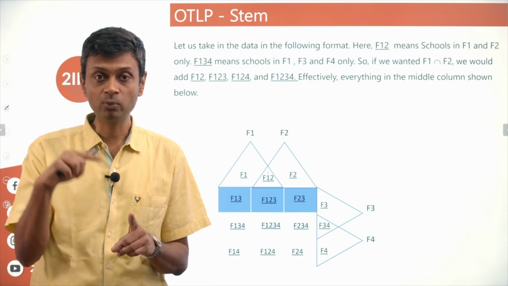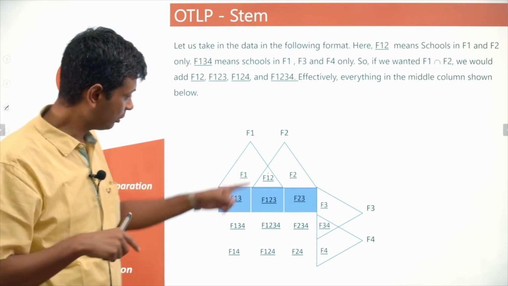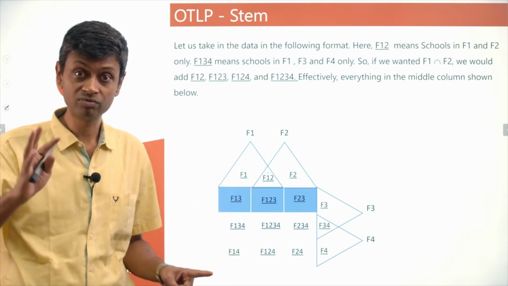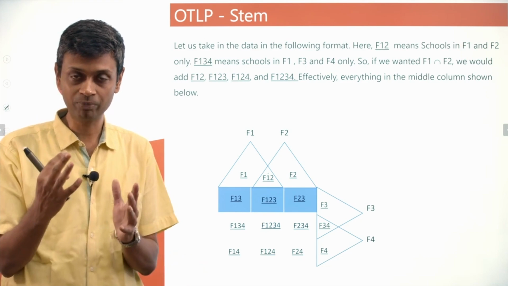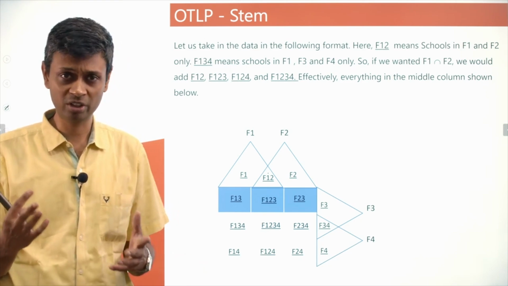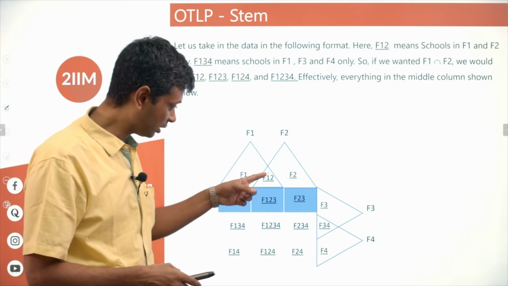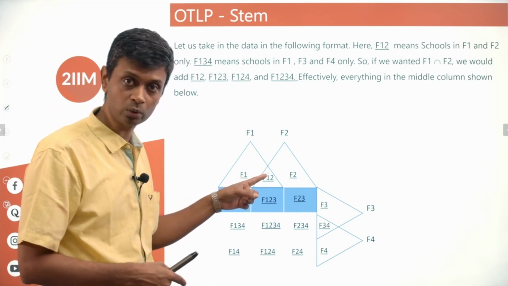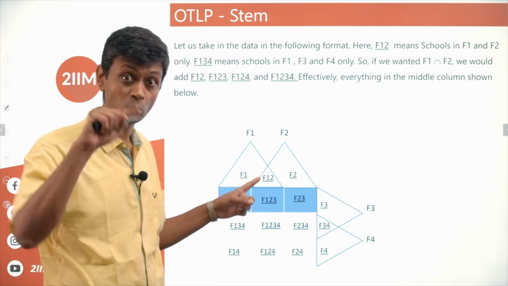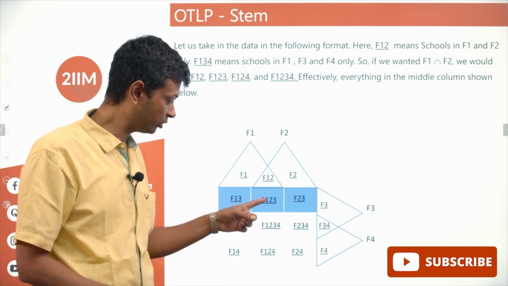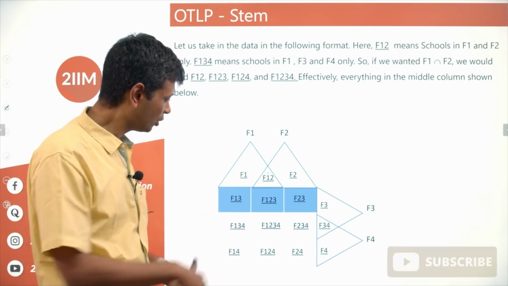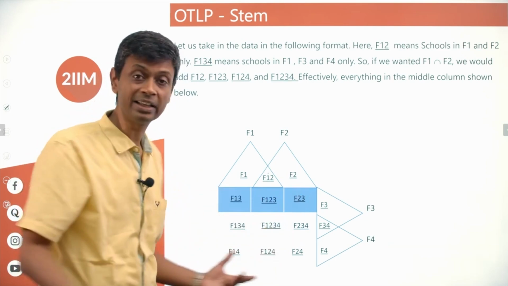If you're thinking about F1 intersection F2, there will be this, this and this. Keep that in mind when you're drawing this diagram; it's like our Venn diagram with 3 sets. So, this is not the intersection of F1 and F2. It is F1 and F2 only. This is F1, 2 and 3 only, no F4. So the regions are nice and clear and self-evident.